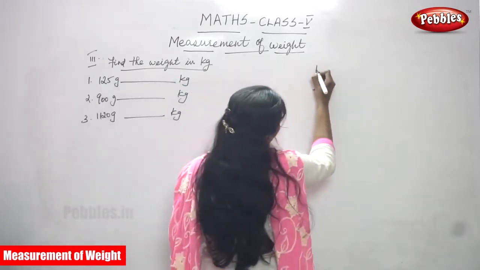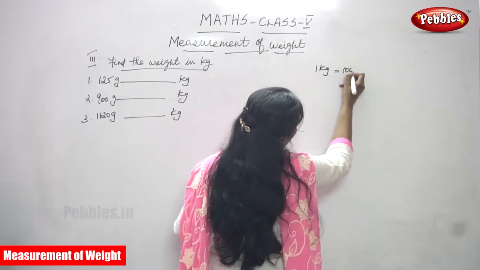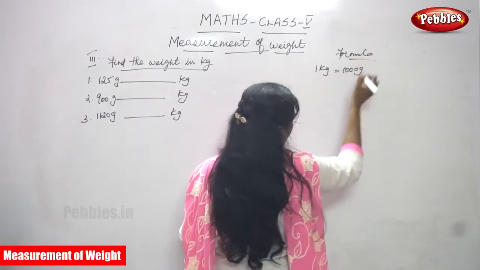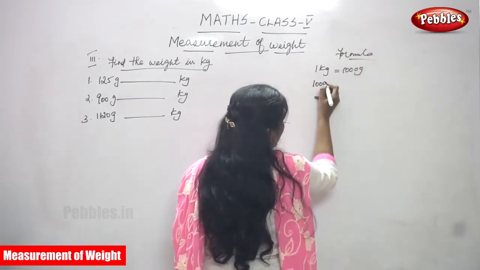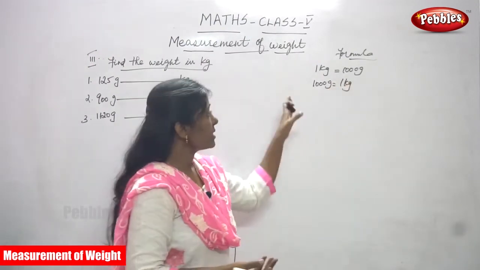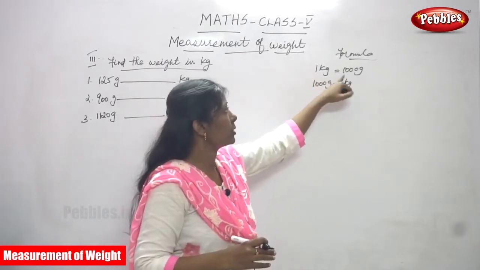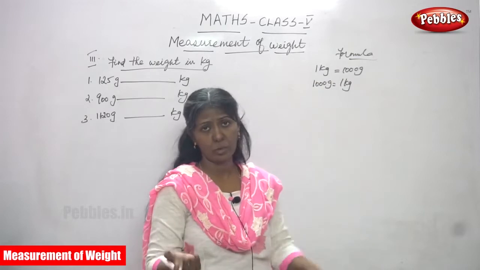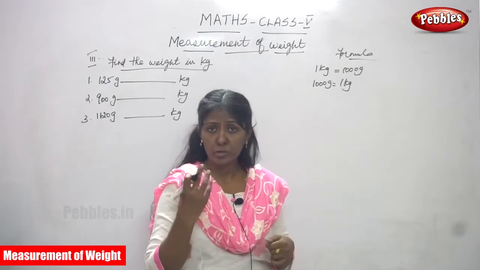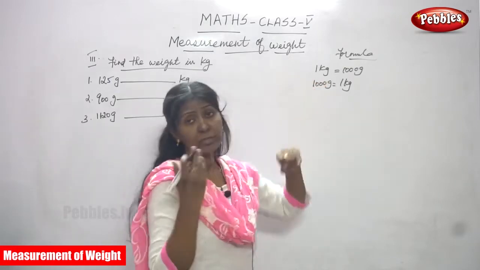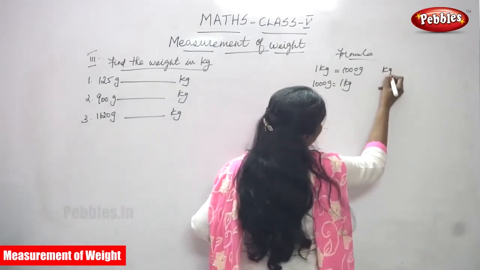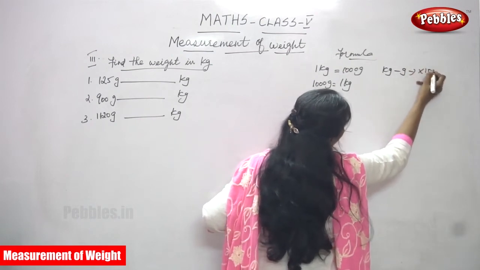I've already told you 1 kilogram is equal to 1000 gram. This is the formula, so you never forget this formula. So here 1000 gram is equal to 1 kilogram. I just rewrote the formula, that's it. The original is 1 kilogram is equal to 1000 gram, or 1000 gram is equal to 1 kilogram. You can change the formula according to the question. Kilogram to gram means you have to multiply by what? 1000.